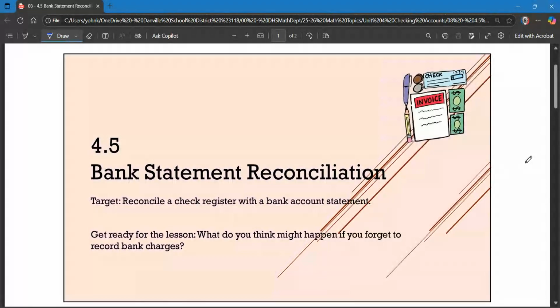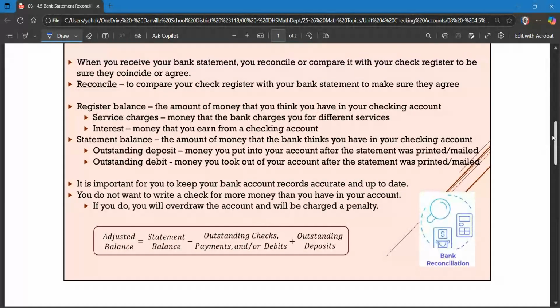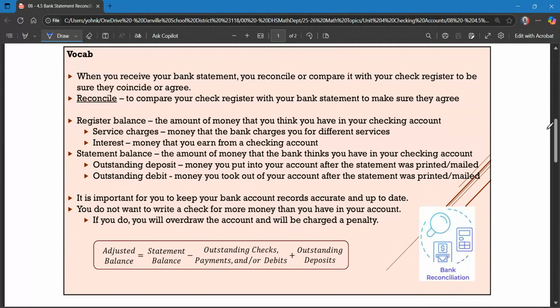So I want you to think about what might happen if you forget to record bank charges. If you forget to include a deposit, you might not have as much money as you think you have. Or if you forget to include a credit, you might think you have more money than you have. So it's really important that you keep track of how much money you have. Therefore, when you receive your bank statement, you're going to reconcile or compare it with your check register to be sure that they coincide or agree.